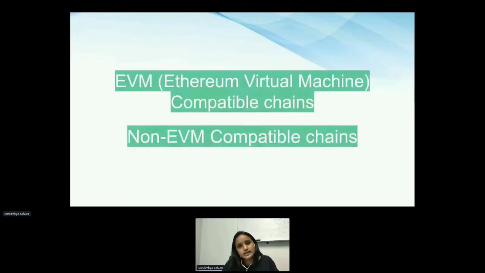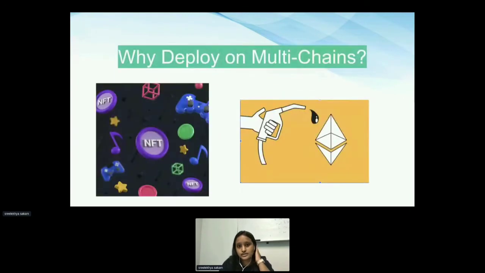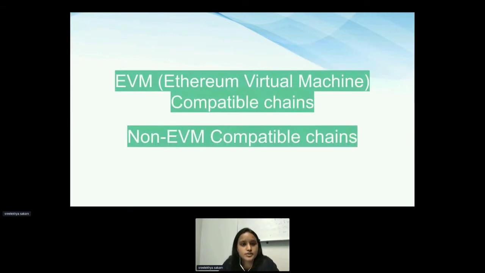We can basically categorize all the different chains out there into two categories: EVM compatible and non-EVM compatible. What's EVM compatible? EVM is the Ethereum Virtual Machine. You can consider the EVM as a layer between your smart contracts and the Ethereum nodes. It basically acts like a channel to execute your smart contracts and deploy them on the Ethereum nodes.